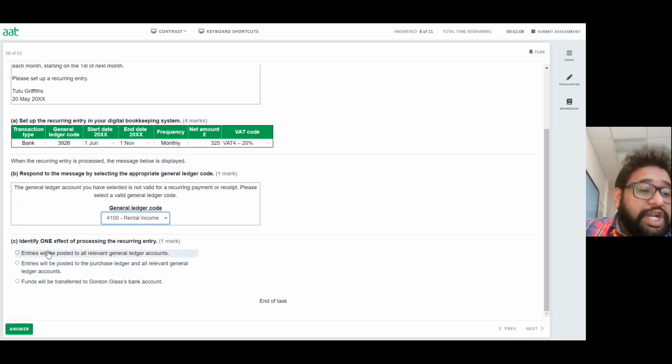So here the entries will be posted to the general ledger accounts. That is what processing that payment or receipt does. Entries will be posted to the purchase ledger and all relevant? No, it's nothing to do with that. There's no purchase ledger here. And funds will be transferred to Gordon Glass's bank account? No, we don't transfer any funds to Gordon Glass. He's supposed to be paying us.